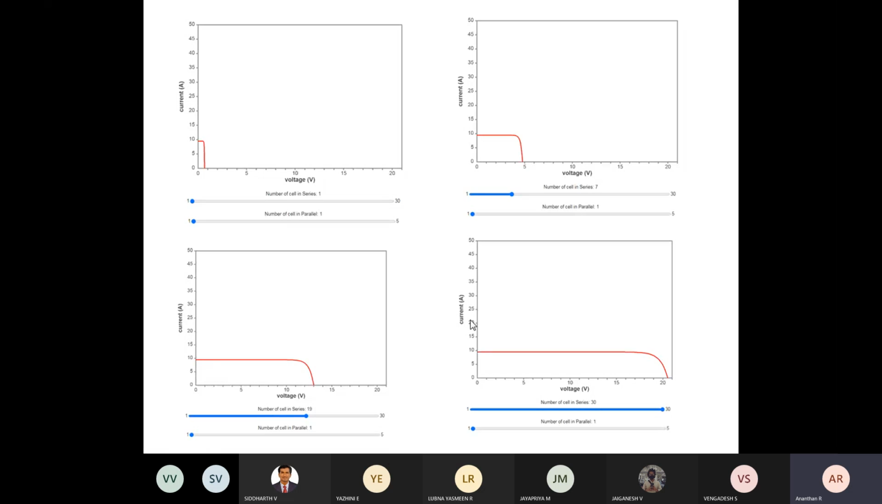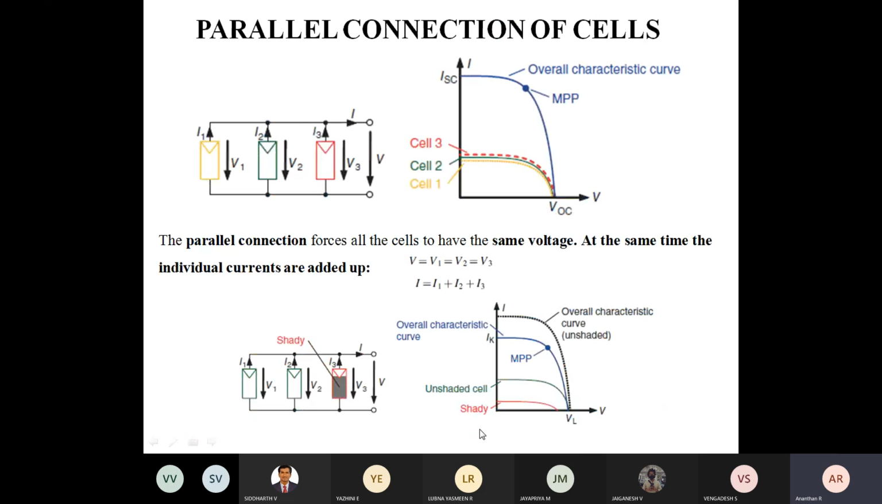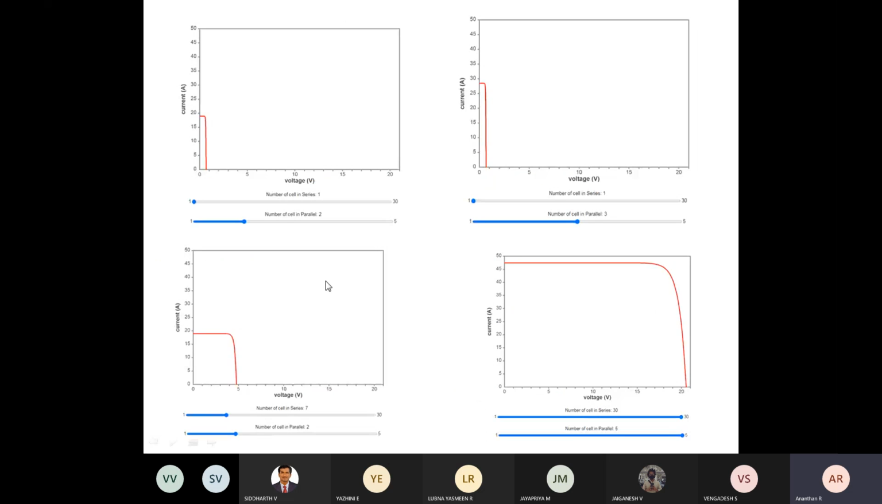So we need to do some other modifications. For that reason, I'm going to increase the parallel cells. If we increase only the parallel cells, your current will increase, but there is no change in voltage. Because of that, in a single module we should have both parallel and series. We have to place the cells both ways, and then only can we get the maximum power.